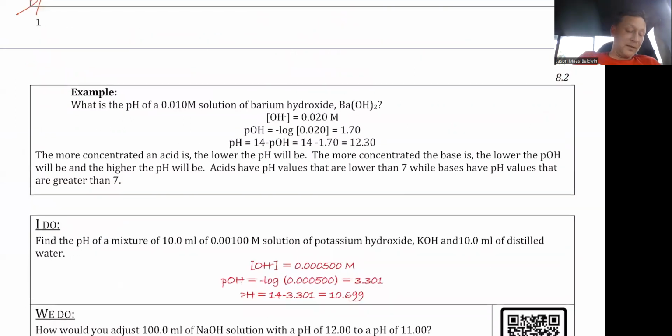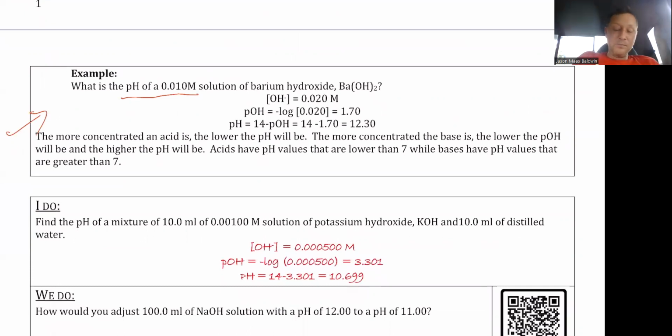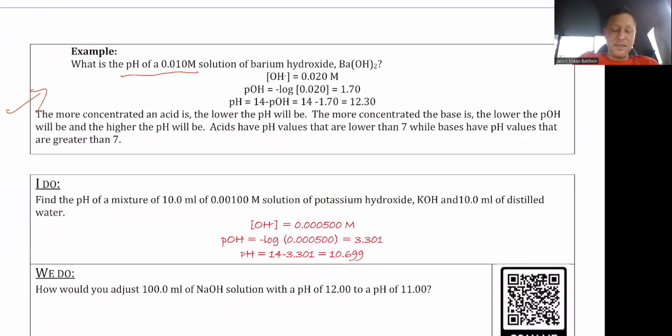And then with this example here, I just wanted to show you this one. Just a reminder, this says, what is the pH of a 0.01 molar solution of barium hydroxide? Well, since it's barium hydroxide, that means it's Ba2+, and then it has 2 hydroxides. Both of those come off. And so the concentration of the hydroxide ion is twice the concentration of the solution, okay? And so the pOH is equal to the negative log of the hydroxide ion concentration, which is 1.7. And so the pH is 14 minus that, which comes out to 12.30.